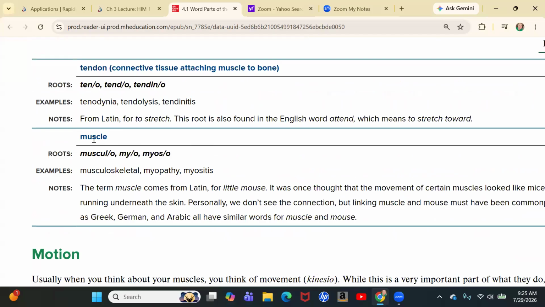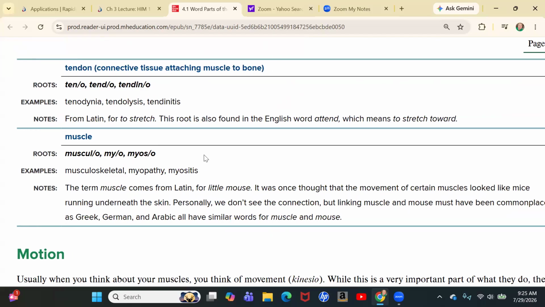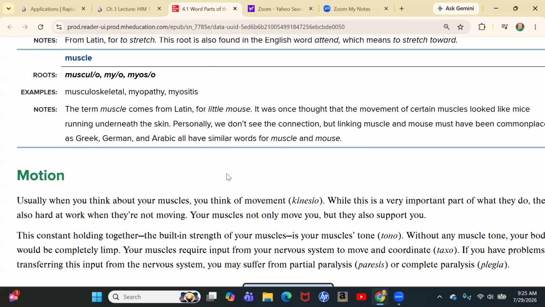The combining forms that mean muscle are musculo, myo, or myoso. So three different ones there: musculo, myo, myoso. Muscles attach to bone by way of tendons. A tendon is a type of connective tissue that attaches muscle to bone. The combining forms of those are tendo or tendino. So we have multiple ones of those as well.